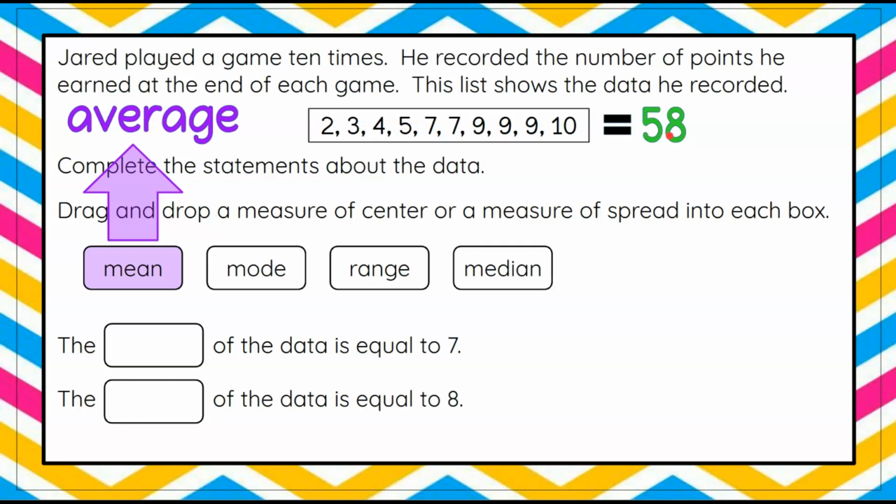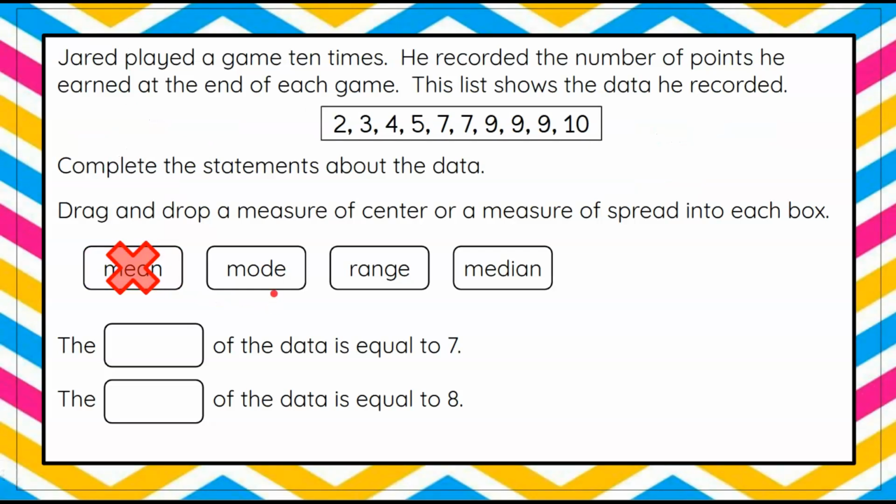Now I need to divide 58 by the total number of data items in my set, which is 10. We need to divide 58 by 10, which means I'm going to take the decimal point and move it to the left once, which gives me 5.8. So I can see that the mean, my average of the data, is not 7 and it's not 8. So the mean is not one of these values. So let's move on now that we can eliminate mean and go on and find the mode.